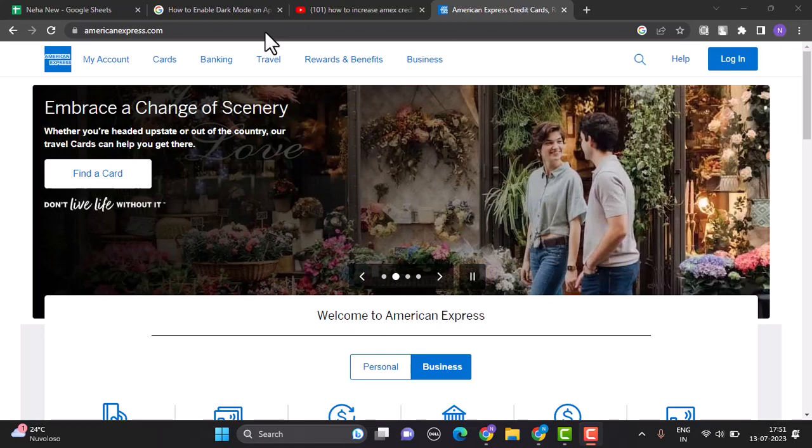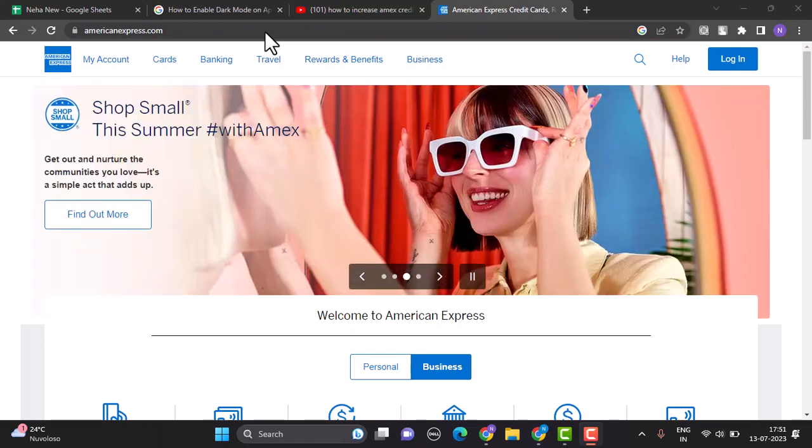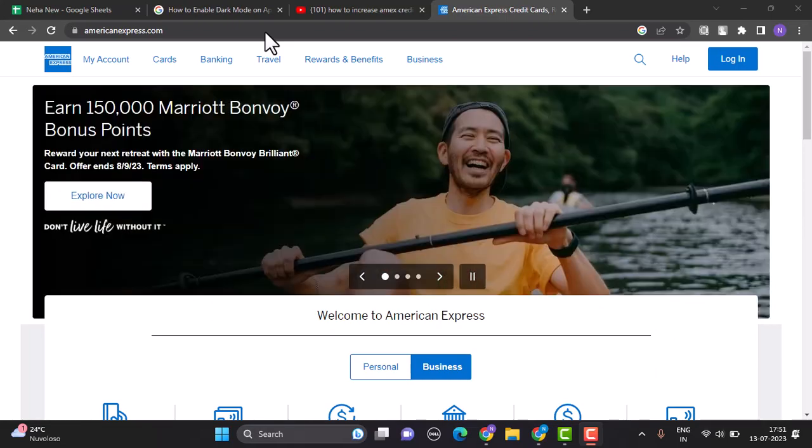So this may include details about your income, employment, and other financial information. So be prepared to provide up-to-date information if needed.